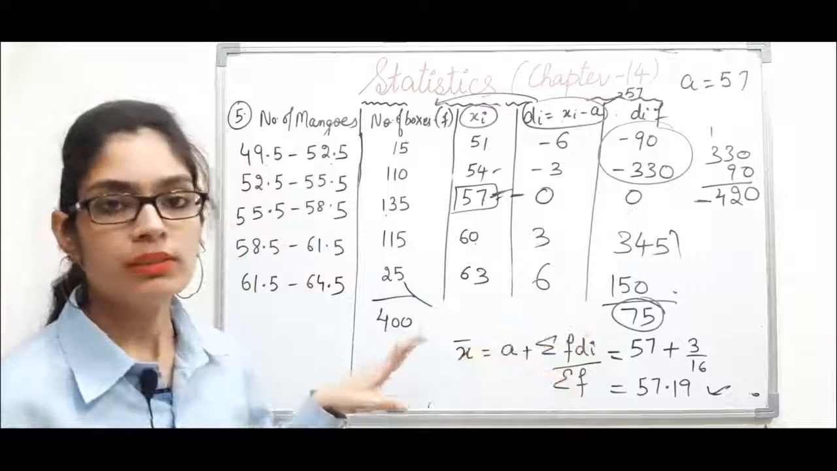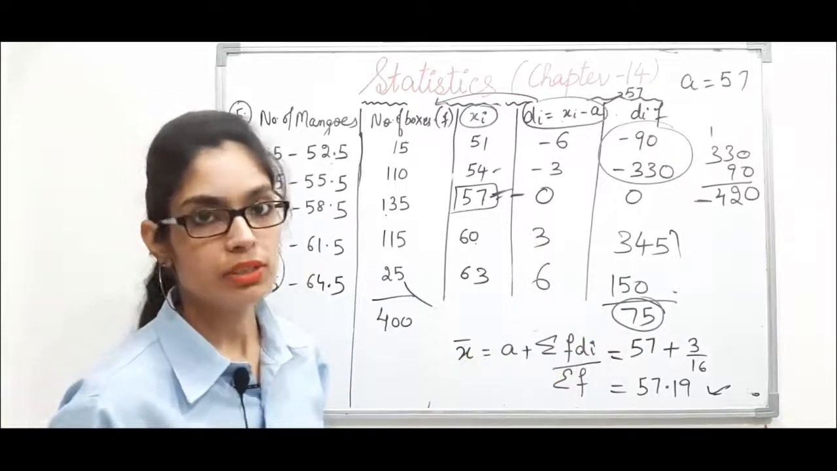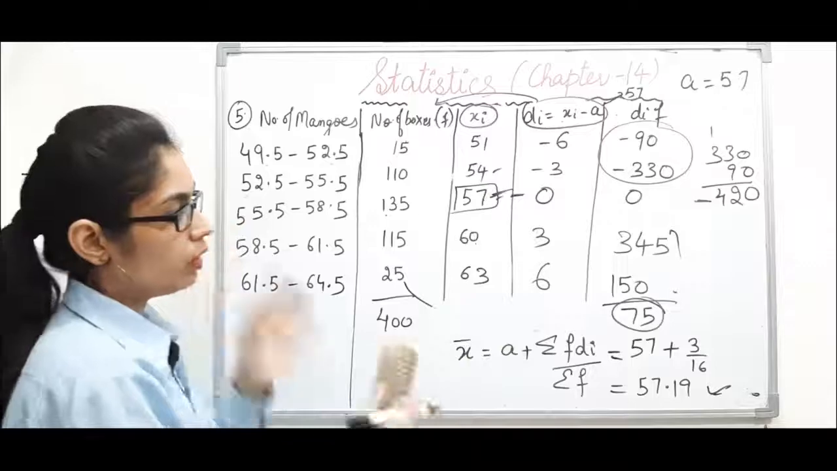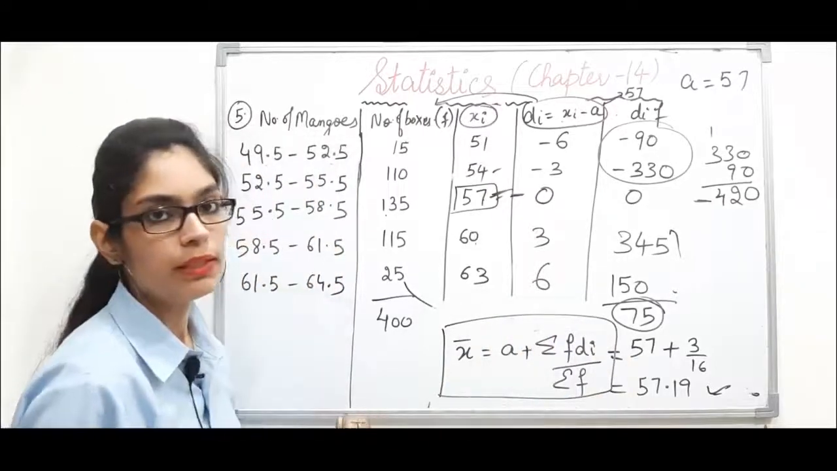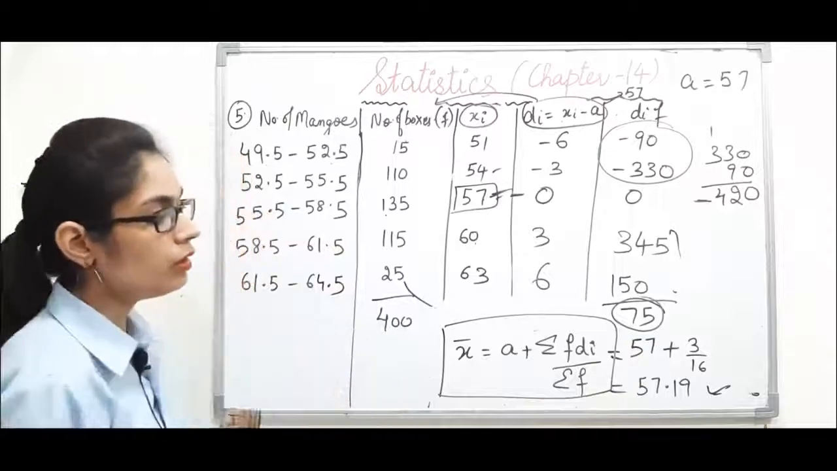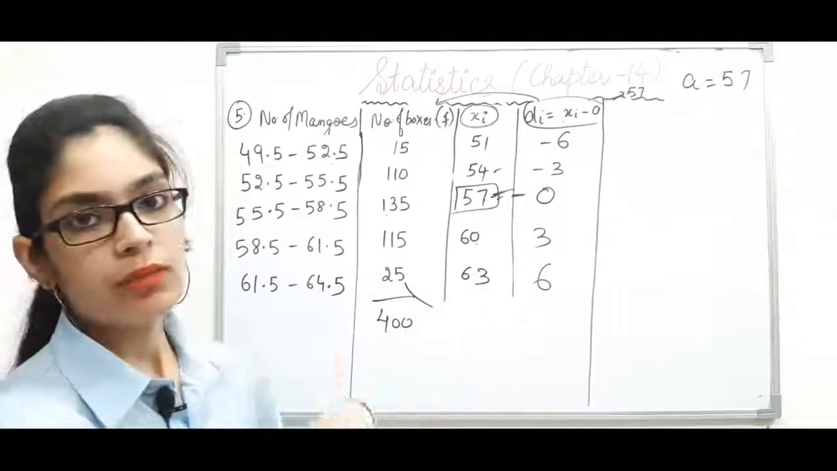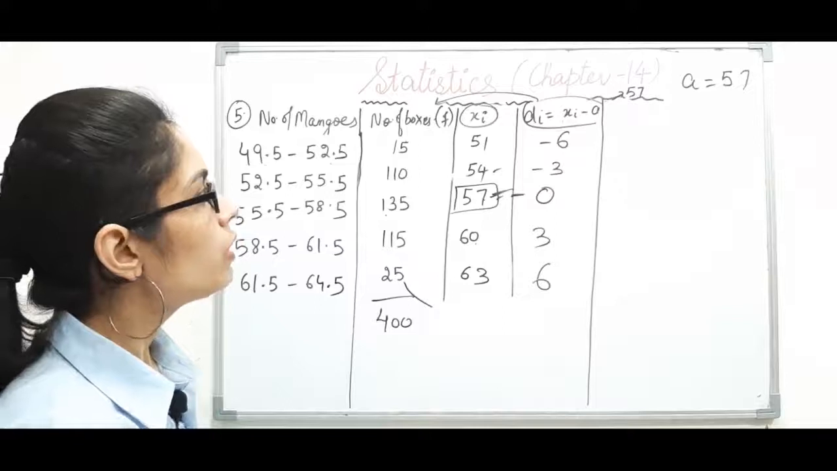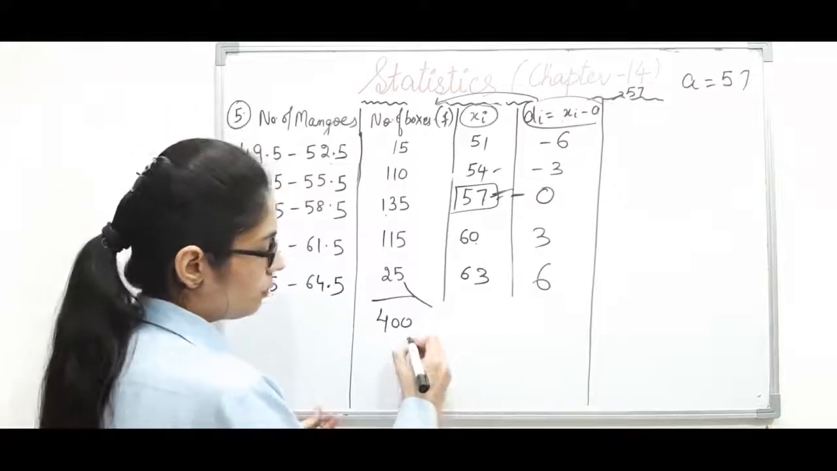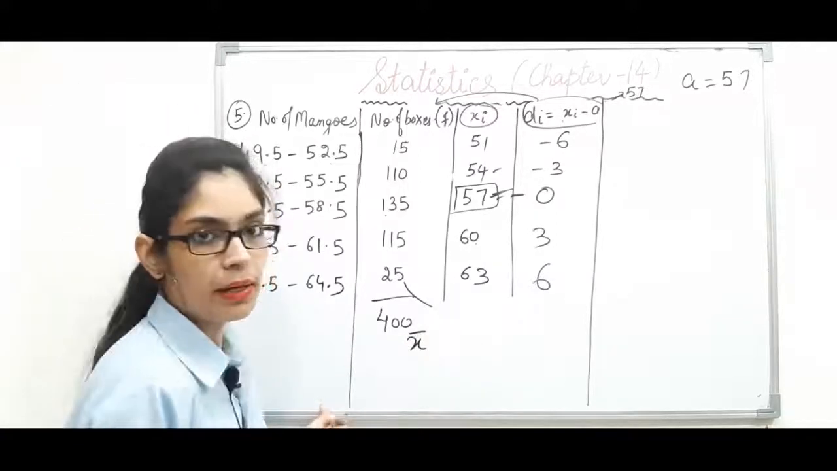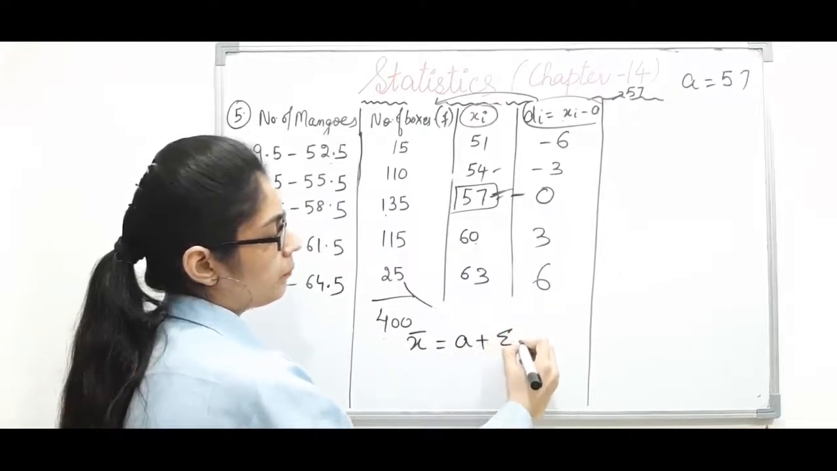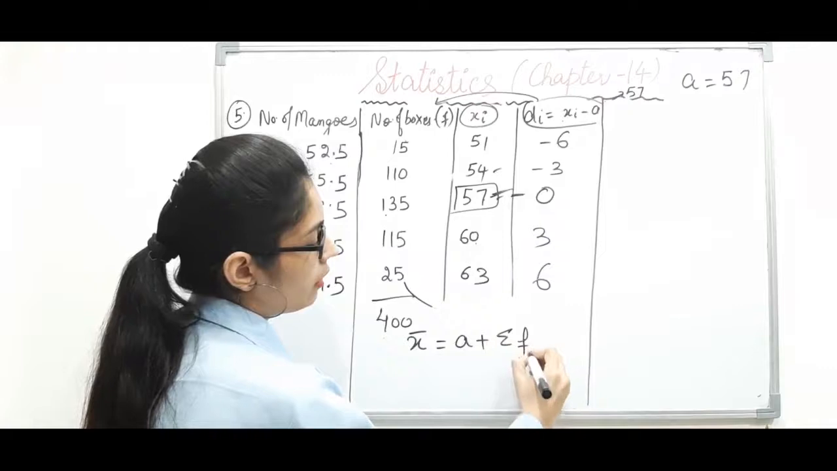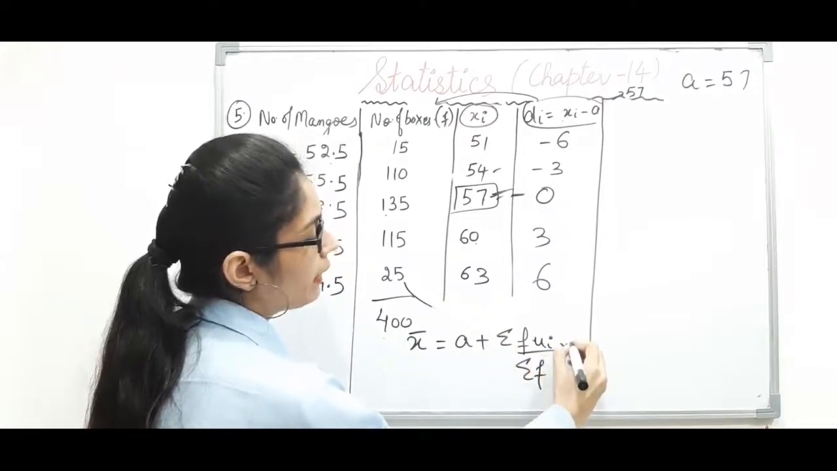Now let's do the same by using the step deviation method. You just have to remember these formulas. So this is in case of assumed mean. Now the same question we'll do with step deviation. So in step deviation, the formula of mean is x bar equals a plus summation fui upon summation f into h.